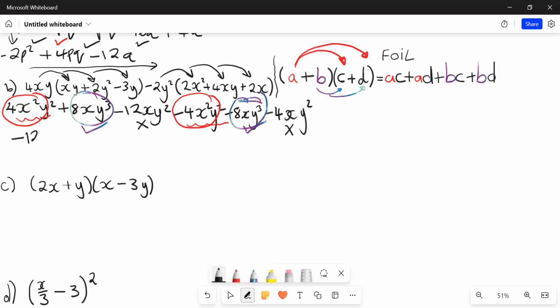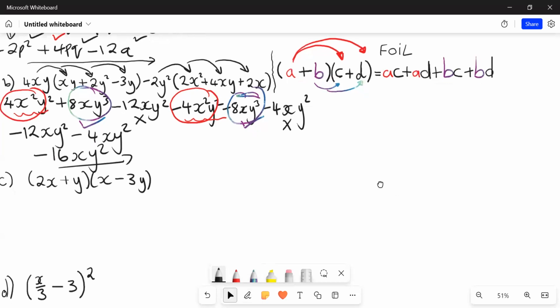Now we have what? Minus 12xy minus 4xy squared. Now we subtract, we get negative 16xy squared. That's our final answer.